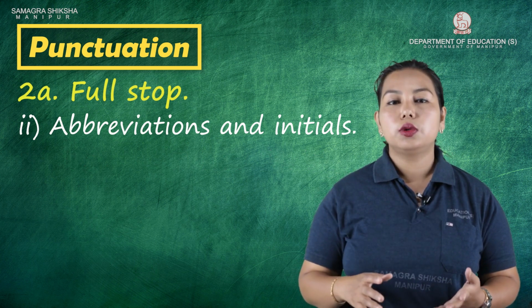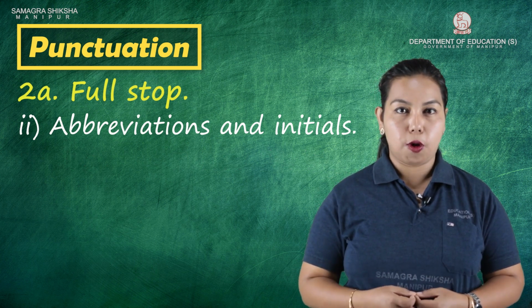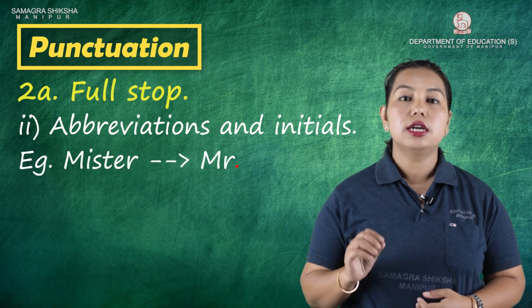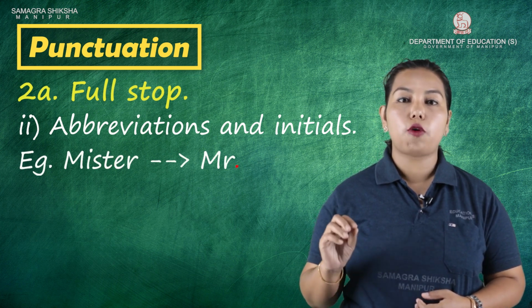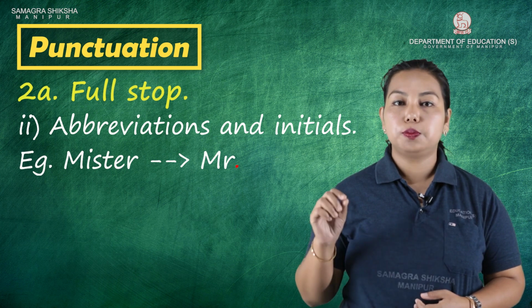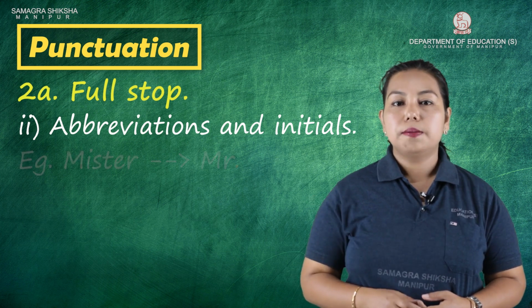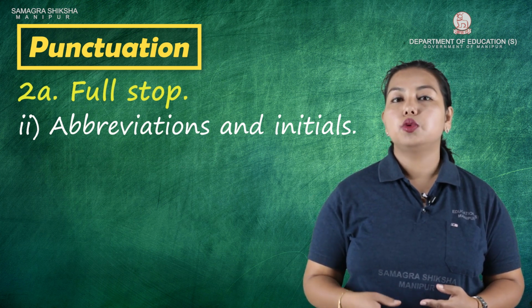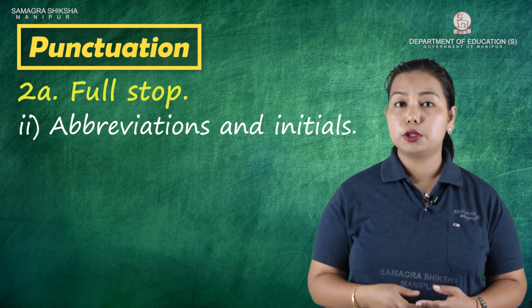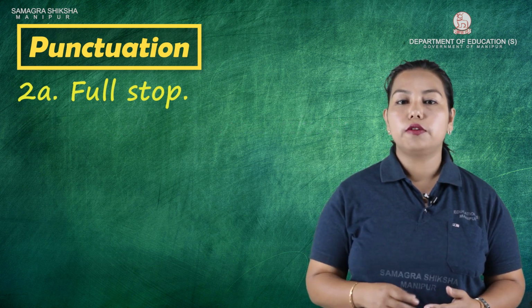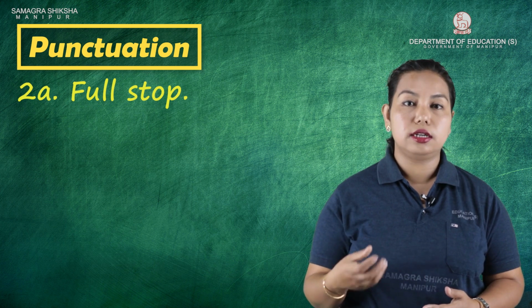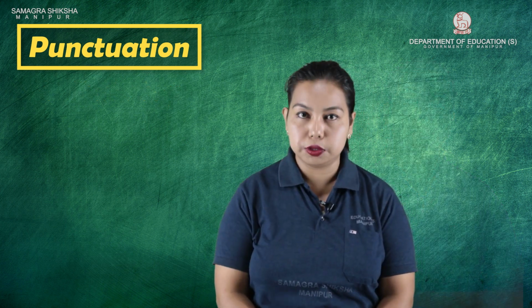Then when we use initials in a shortened form, for example, instead of writing Mister, if we use the shortened form Mr, then we have to put a full stop after this. But there are some writers who do not put this full stop if the terminal letters of the full word and abbreviated word are the same. So these are some of the uses of full stop.